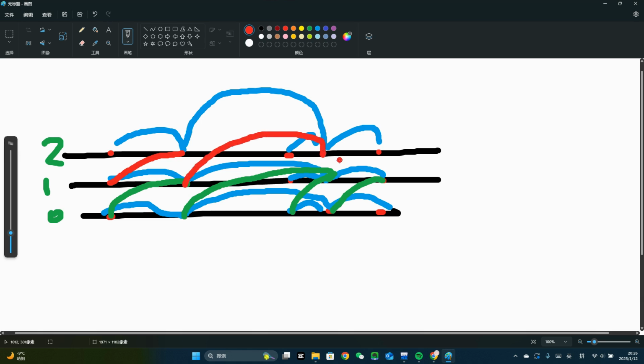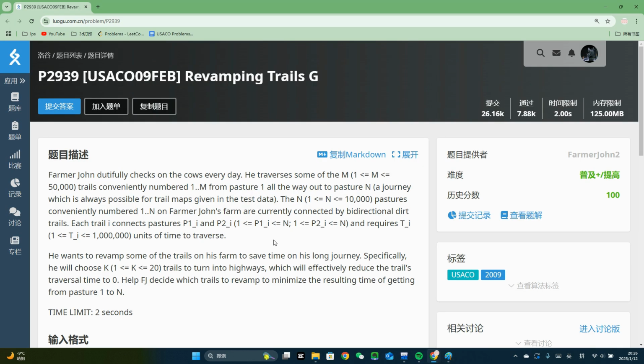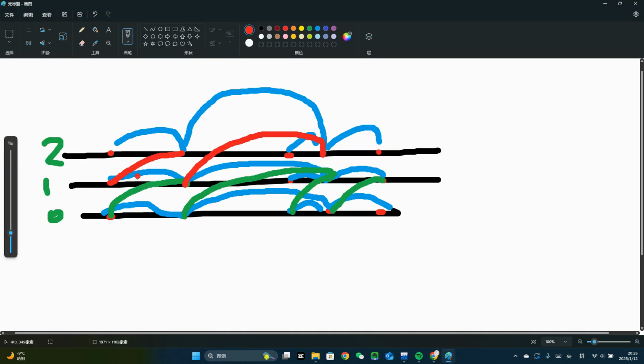So why do this? Well, for the edges that we connected between layers, we change the weight of these edges into 0. Because we know when we upgrade an edge, the weight of that edge becomes 0, right? Now if we just simply run a very simple standard Dijkstra algorithm using the 1 on layer 0 as the starting point and the N on layer K as the ending point, we actually found the path. We found the length of the path.